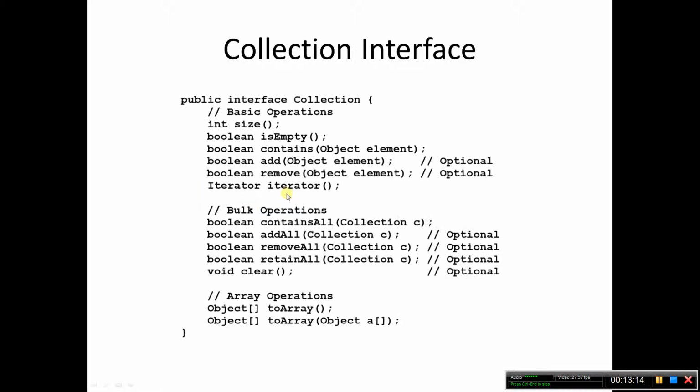So now let's see what a collection contains. A collection interface contains these methods. Mainly it contains a method iterator, which returns an iterator object. That means if you want to get the next element, or check whether another element is available using hasNext, we need to call the iterator method first, so that we get the iterator.